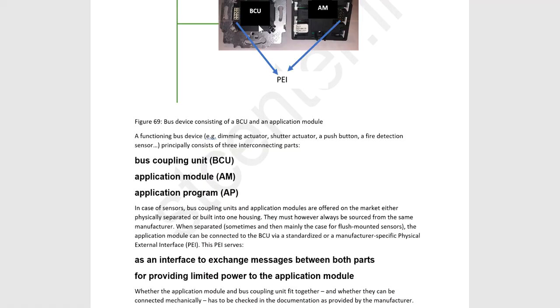Then the second task of the PEI, or physical external interface, is providing limited power to the application module. Okay, because from here the 21 to 30 volts DC is coming to the bus coupling unit. Then through this physical external interface, this power is coming to the application module, because it should be powered up to be able to send the message to the bus coupling unit and the KNX.